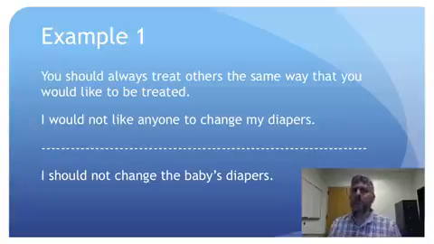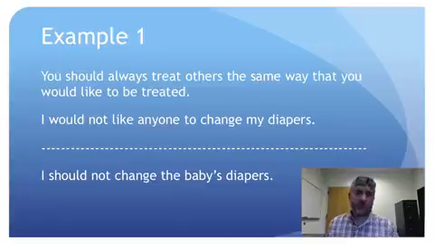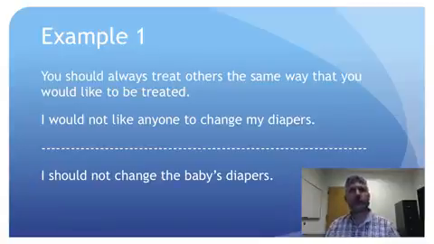But that can't be precisely true. After all, I would like to be treated as an adult. But that doesn't mean that I should treat my children as adults, right? So if the generalization is that you should always treat others the same way that you would like to be treated yourself, that generalization is false. It's false because even though I would like to be treated as an adult, it doesn't mean that I should treat my children as adults. I shouldn't treat my children as adults because they're not adults, but I am.